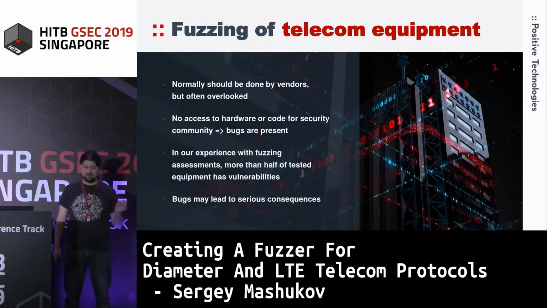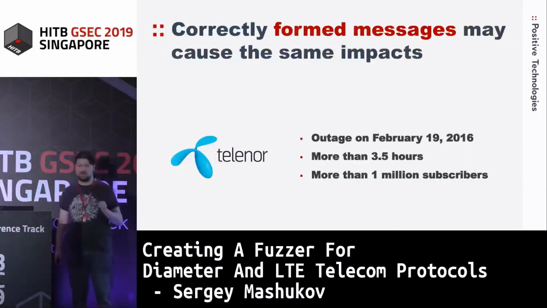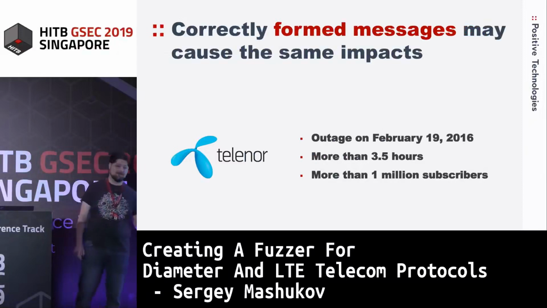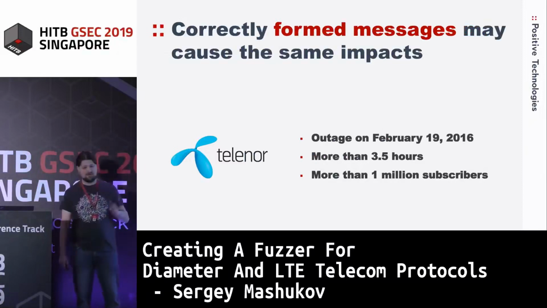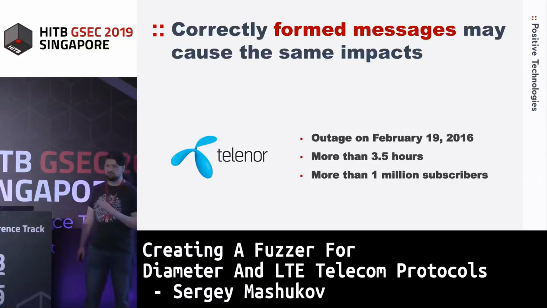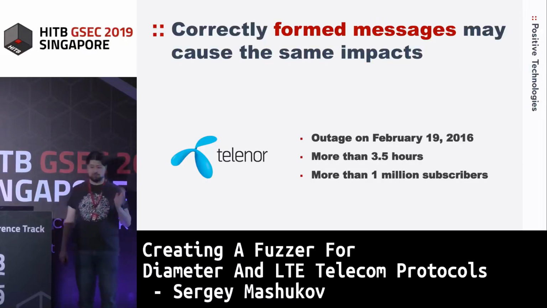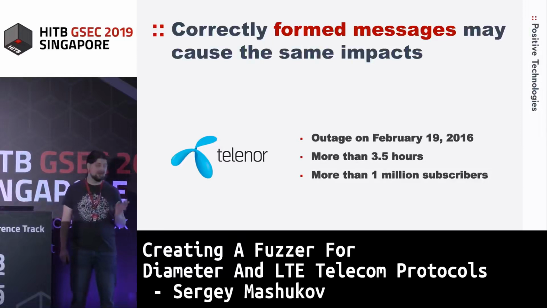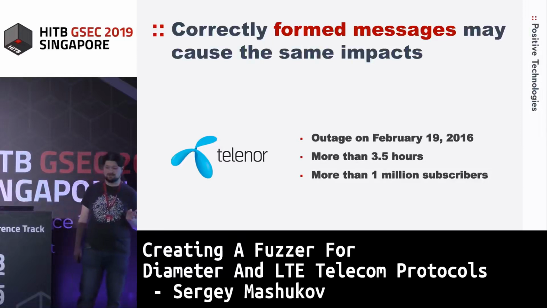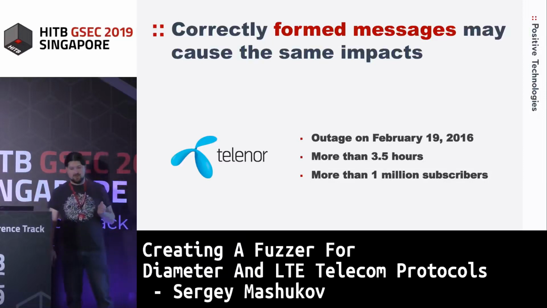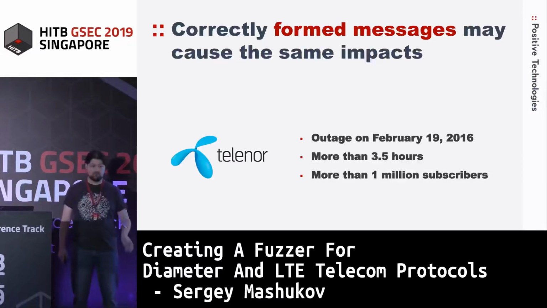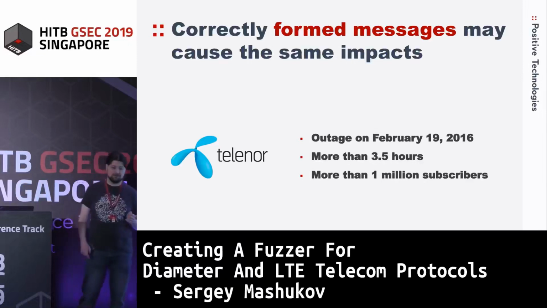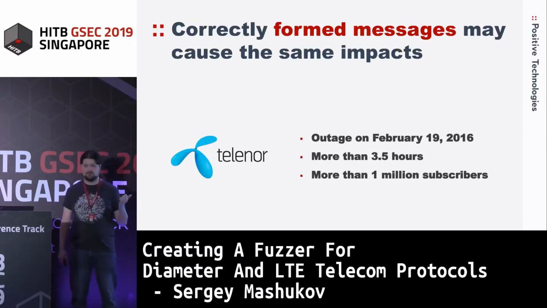But talking about bugs and fuzzing, everyone says fuzzing is malformed messages. Yes and no. Sometimes even correctly formed messages may cause the same results, which was the case for Telenor, quite a large operator. They had an outage for like 3.5 hours, and I guess they had a lot of fines after that. More than 1 million subscribers were affected, no service at all.